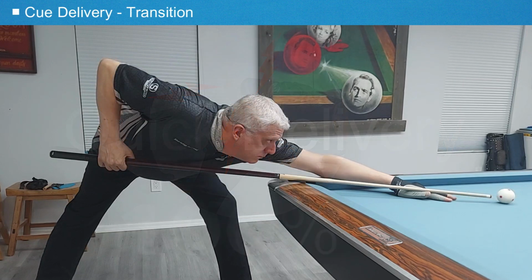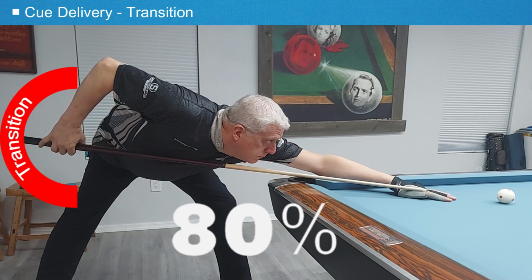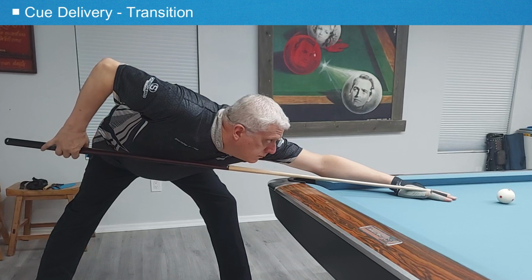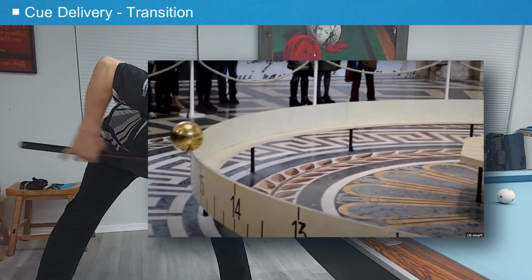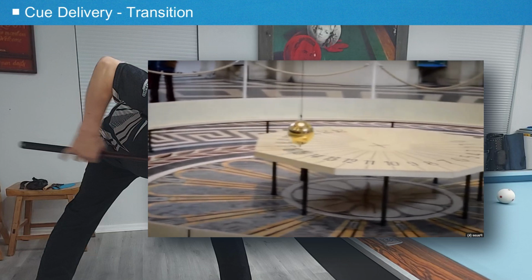The second component, the transition, is the change in cue stick direction at the back of the backstroke, and it's the most fragile part of the cue delivery. The transition should not be forced or delayed. It should happen naturally, just the way a pendulum reaches its apex, pauses for a split second, and then begins accelerating towards the bottom of the pendulum.